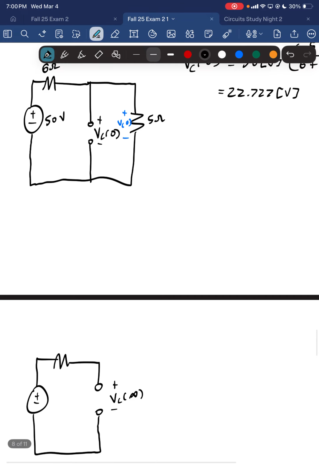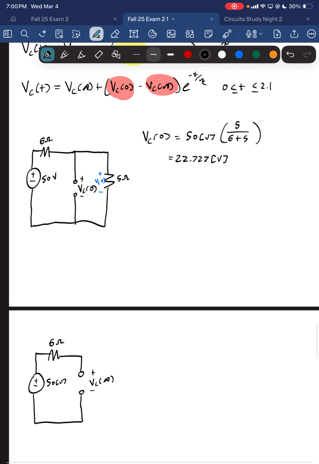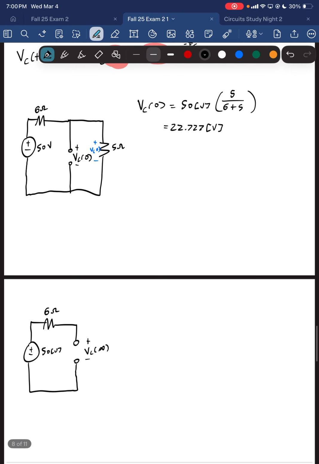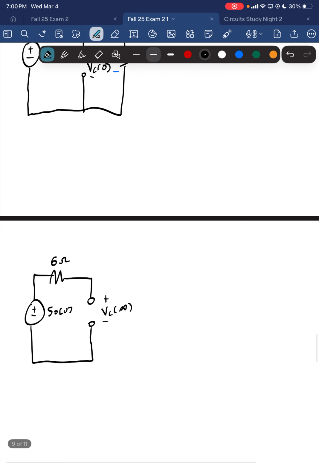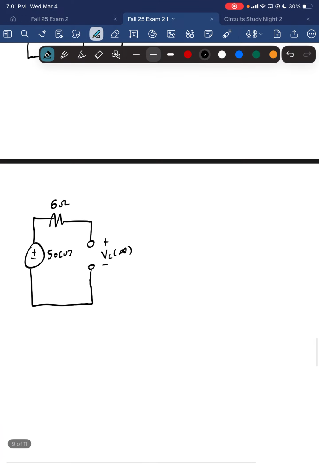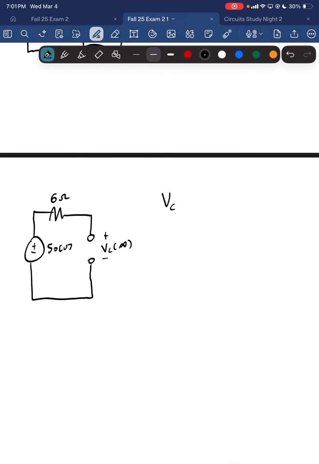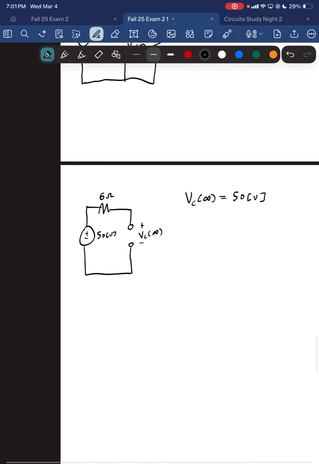And that's 6 ohms. And that's 50 volts. And VC of infinity here is what? I thought it was 0. Wait, my bad, no. The current through it's 0, but you don't need to know that. 50, yeah. Because it's an open circuit, there's 0 current, therefore 0 voltage across the 6 ohm resistor.